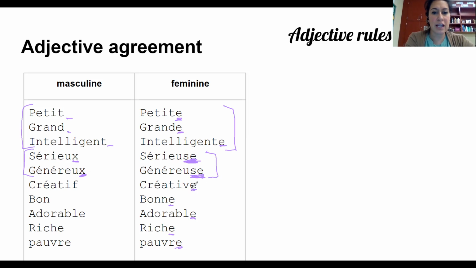Another one that we have, again, the E, but it's not just the E. We have the F that becomes VE. So if you have IF ending, it becomes IVE. And there's a lot of adjectives like this that probably you've seen. Créatif, créative. We do hear that sound difference too. Sportif, sportive. Actif, active.